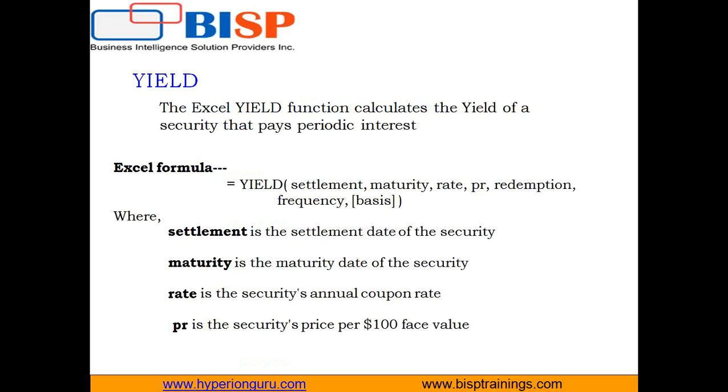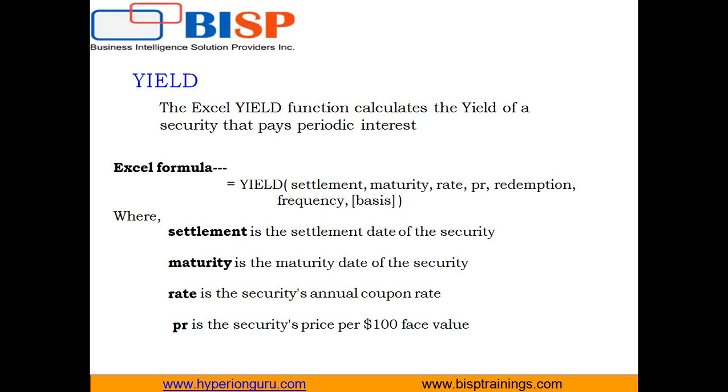The first function is YIELD, and this function is used for calculating the yield of a security that pays periodic interest. One straightforward way to calculate the value of a bond is to estimate the bond's yield given the investment's conditions. Those include the price, the coupon rate, and time to maturity. In Excel, you can calculate a bond's yield, perhaps not surprisingly, by using the YIELD function.